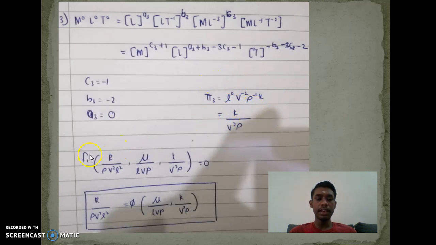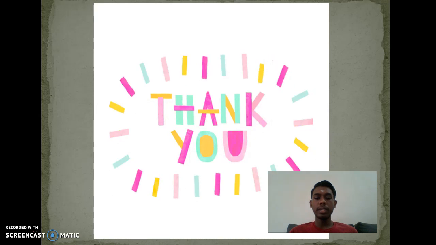And then we're going to write f1 equal to R over rho V^2 L^2, mu over L V rho, and K over V^2 rho equals 0. So we substitute back, then we will get R over rho V^2 L^2 is equal to phi of mu over L V rho, K over rho V^2. So this will be the final equation for Buckingham's theorem. So that's all from me today. Thank you.